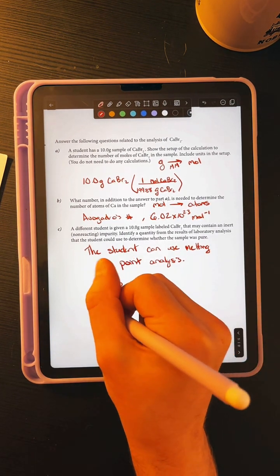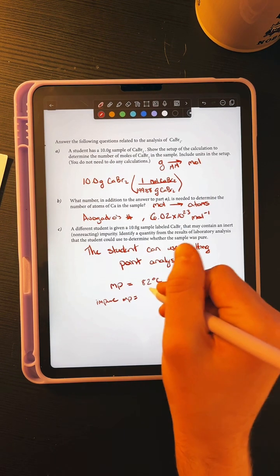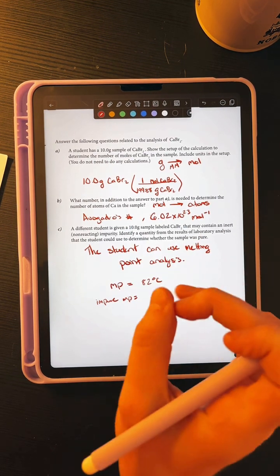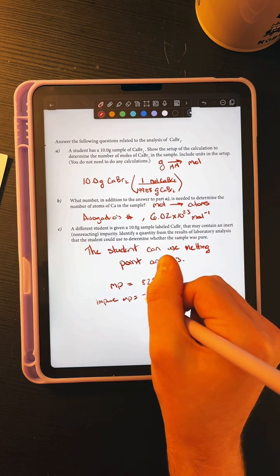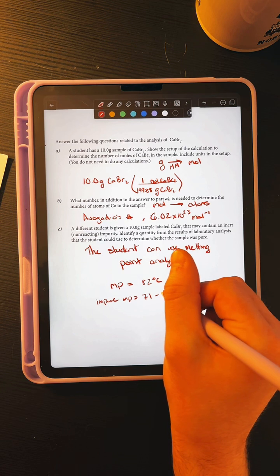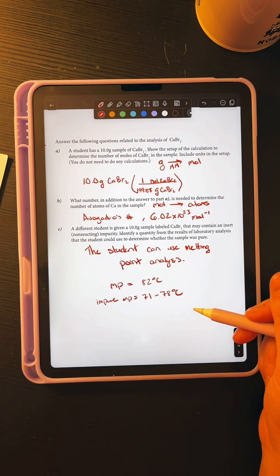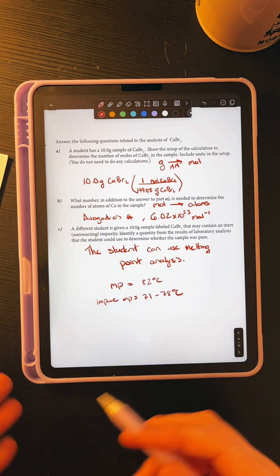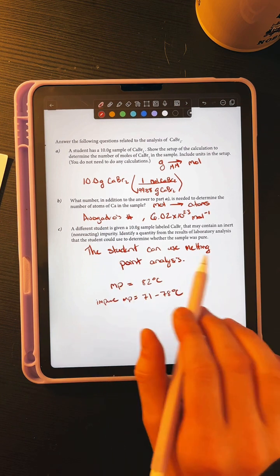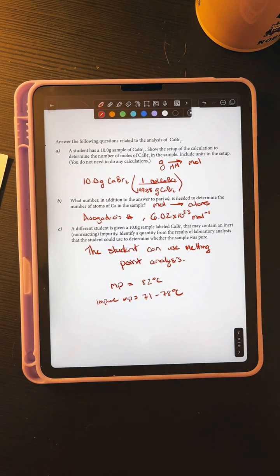But if there was an impurity, so it was an impure melting point, that would lower the melting point and it would actually be a range. So now instead of 82, we might have like 71 to 78 degrees Celsius. So it lowered the melting point, meaning that there's something contaminated in it. So using a melting point analysis is good in the lab so we can see if there are any impurities left in the sample.